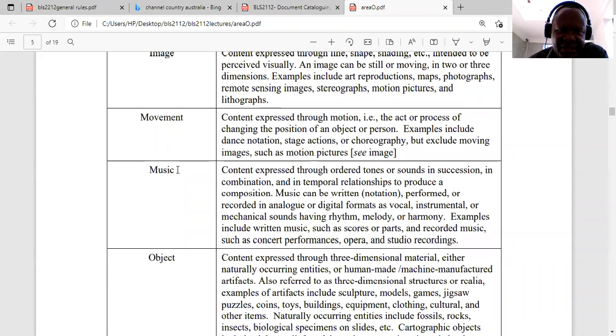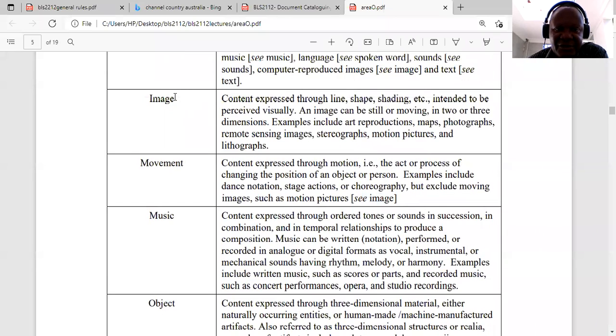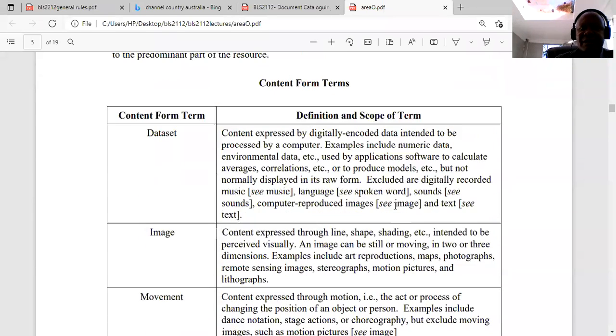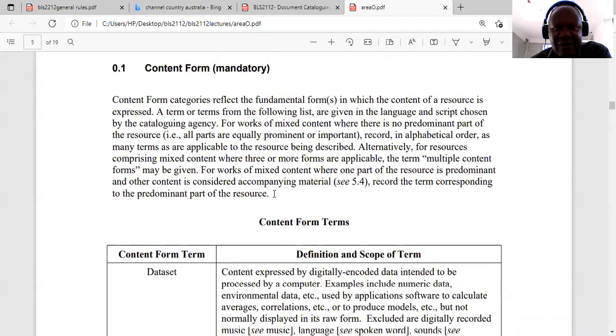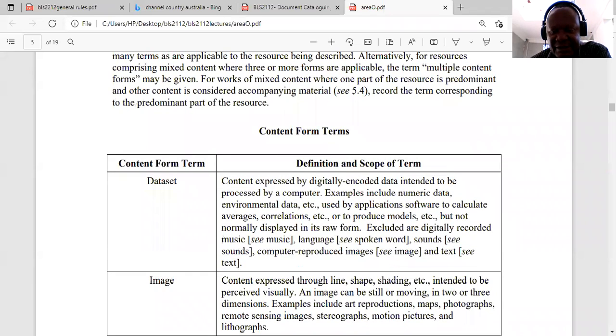Music: examples where we use the term music include written music, scores and parts, etc. Then movement. This is content expressed through motion, for example, the act or process of changing the position of an object or persons. Examples include dance notation, stage actions, choreography, but exclude moving images such as motion pictures. So where we add video recordings or motion pictures, we don't use movement, but we shall use image. So the term to use for films is image. And you can see examples of where we use that is motion pictures. So I hope that explains how Area O replaced the general material designation.